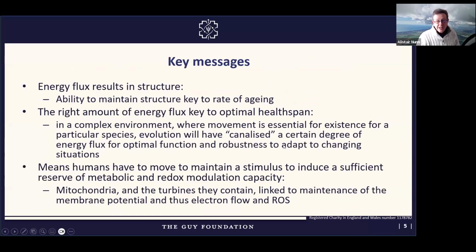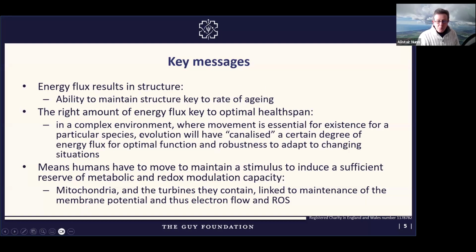So the key message really here is that the energy flux itself results in structure. And we know that maintaining structure is key in the rate of aging. One of the oldest, in terms of evolution, aspects of aging is a loss of protein metabolism, what they call proteostasis, i.e. proteins fall to pieces and they're not replaced. And that seems to be one of the earliest things, but of course it's associated with lots of other things like genomic instability, mitochondrial dysfunction, change in epigenetics. But the most ancient is this idea to maintain protein.